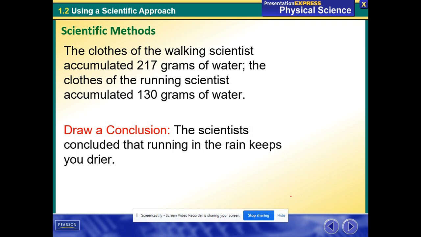Now, after this, they're going to notice that it supported their hypothesis, so they should retest this to make sure it wasn't a fluke. In fact, this hypothesis was tested by Mythbusters, and they found the opposite. They found that you don't get as wet if you walk than if you run.